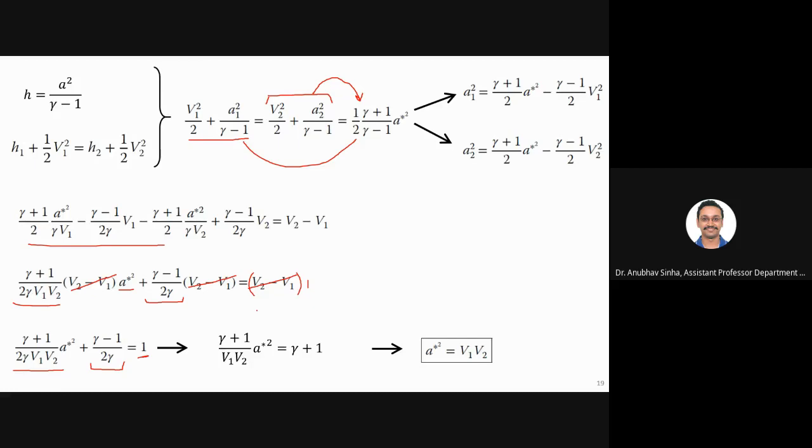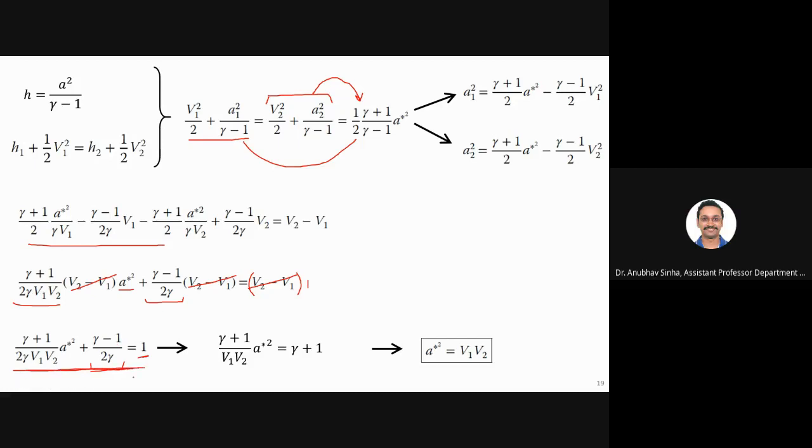Is this clear? What we are doing here? Clear or not clear? Yes, sir. Okay. So now we have one equation in this form.